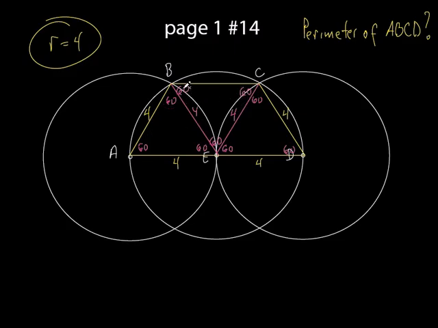Now, look at this triangle. It's 60, 60, 60, which means it's equiangular. If it's equiangular, it's equilateral, which means this side BC must also equal 4. That's the key. Finding the perimeter is really not the big deal. Finding what BC is equal to is the big deal. So let's see what we got. We got a 4 here, 4 here. We got 1, 2, 3, 4, 5 of them. 5 times 4 is 20, so the perimeter is 20. And that would be answer B.